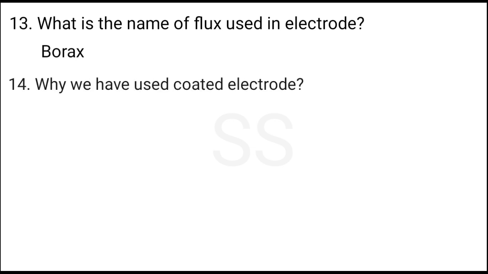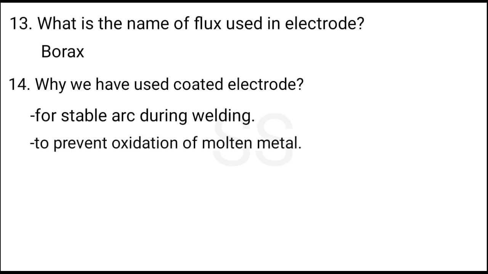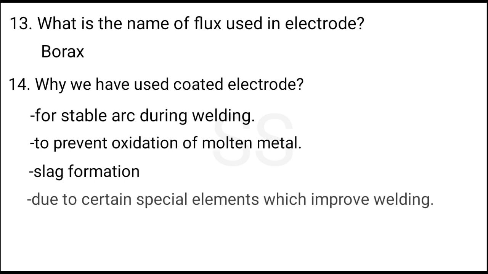Why we have used coated electrode? The coated electrode is used due to four main reasons. Firstly, to form a stable arc during welding. Secondly, to prevent oxidation of molten metal. It is also used for slag formation, which helps in slow cooling and therefore helps in preventing crack formation. It also has certain special elements added in it, which improve the welding.